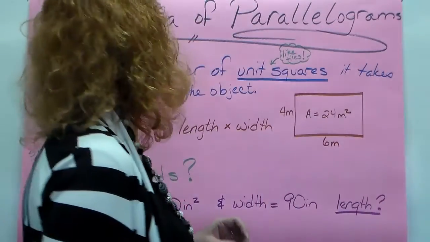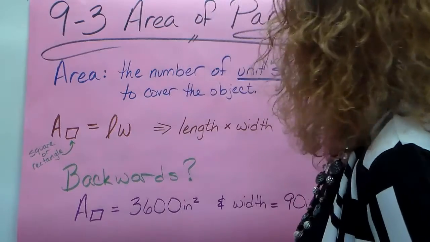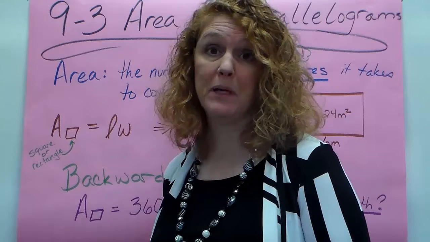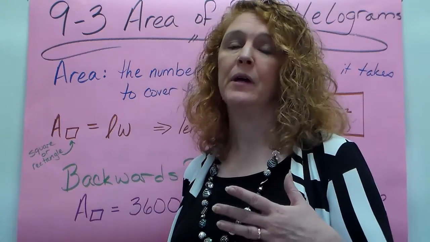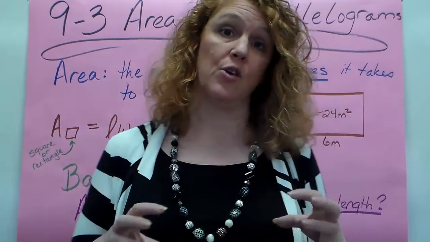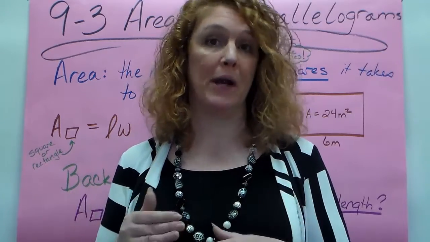Hello and welcome to Chapter 9, Section 3, the area of a parallelogram. As you learned last chapter, parallelograms could be rectangles. They could look like a traditional parallelogram. A parallelogram is any four-sided object, a quadrilateral, with two opposite sides that are parallel.